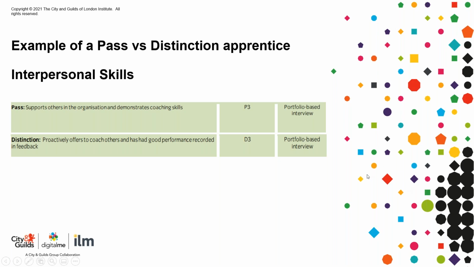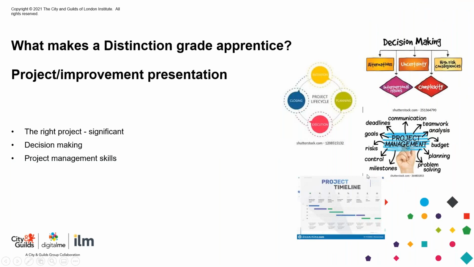So if we can move on to the project improvement presentation, what makes a distinction grade apprentice? Here the choice of project is key, be it for a pass or distinction. But for a distinction, it needs to be significant. It's a bit of a vague subjective term until you look at the other distinction criteria. A significant project will be substantial, complex, involve interaction with a range of stakeholders where strong leadership can be demonstrated.